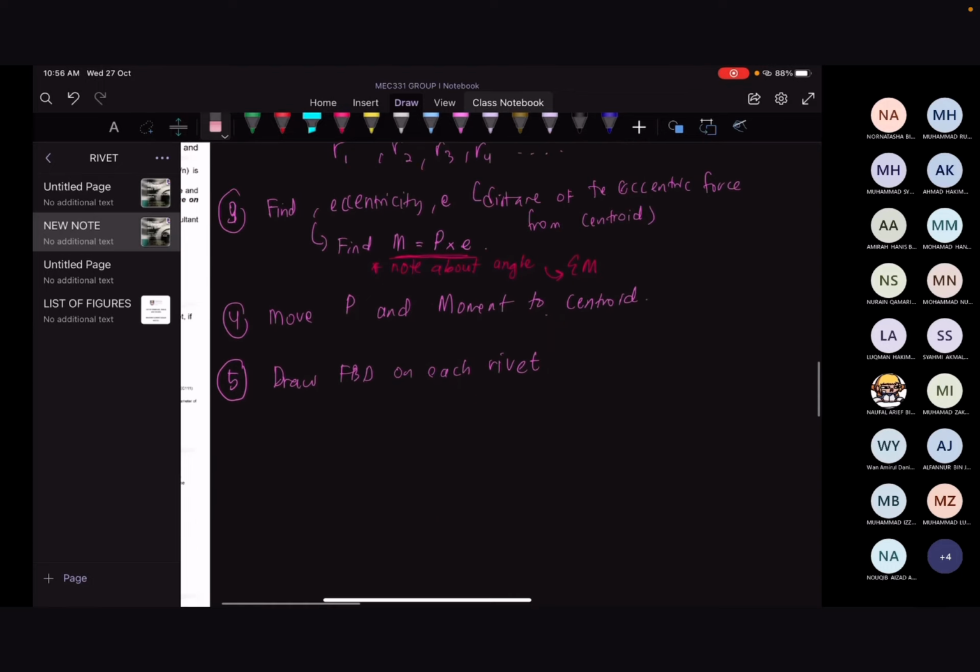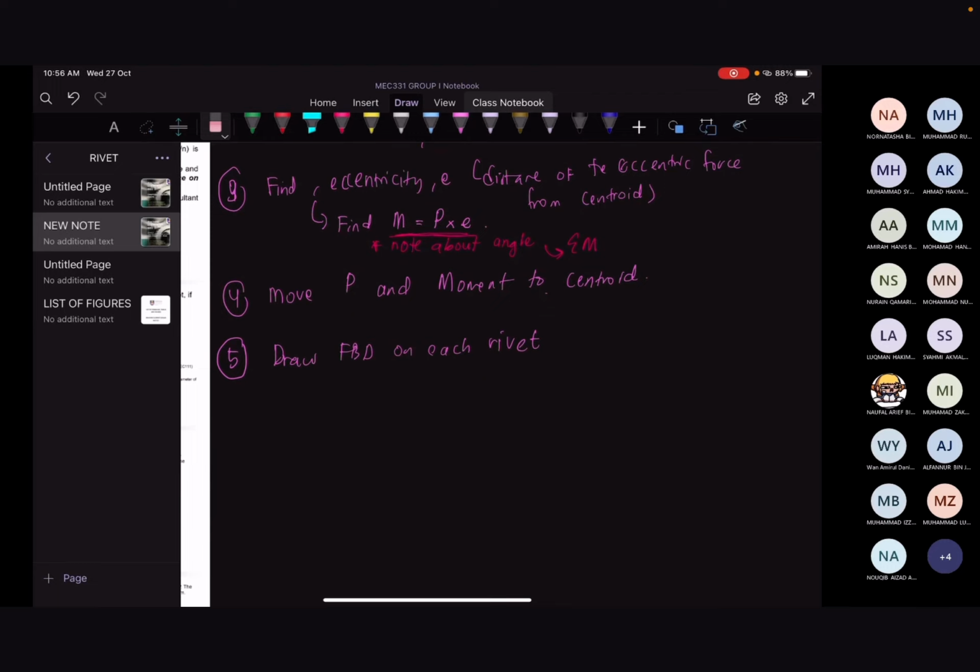Okay. So next is number 5, draw FBD on each rivet. So like I told you, the FBD on the rivet ni akan ada dua, which is the forces due to shear force. Saya tulis shear force supaya awak sedar this is shear force due to P. Okay. Shear force due to P ni nama dia adalah direct shear force. And formula dia adalah, okay, direct shear force P over number of rivet. P over N.